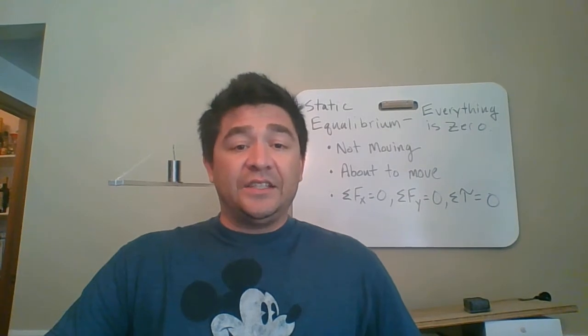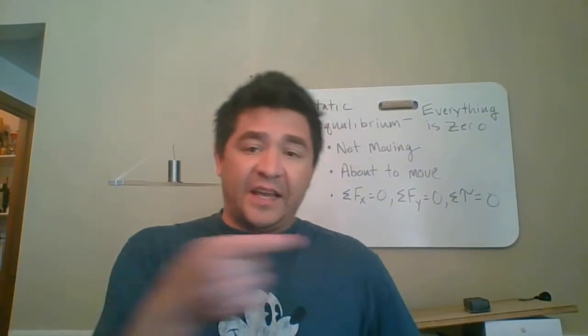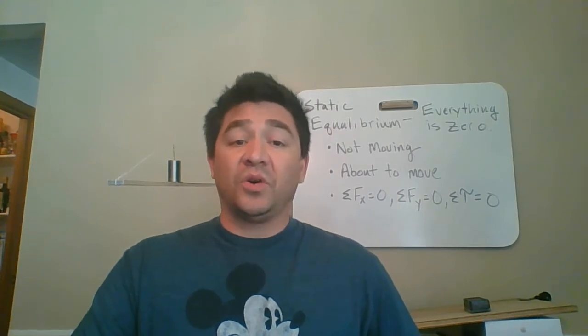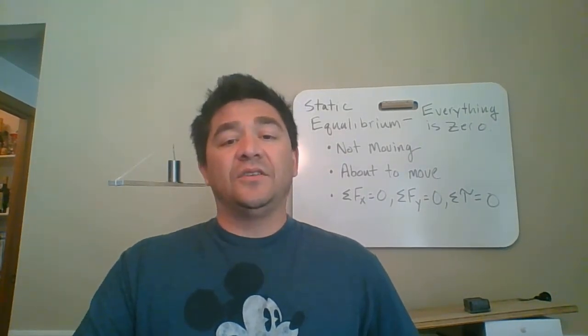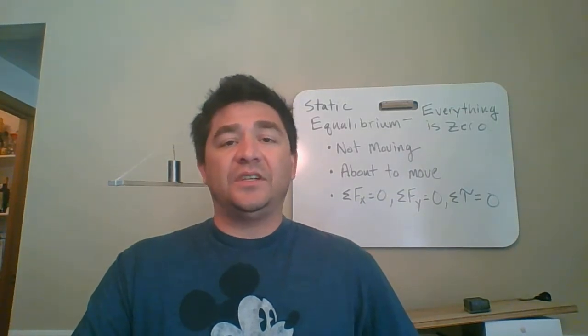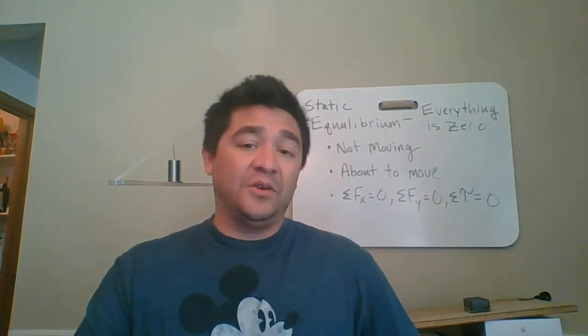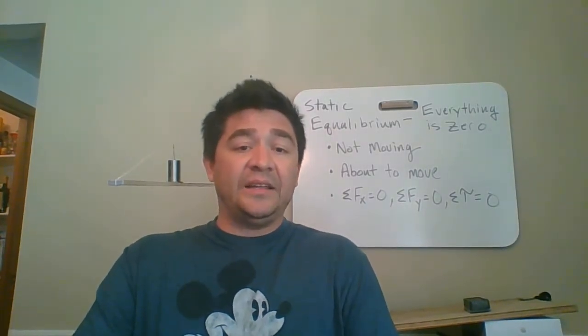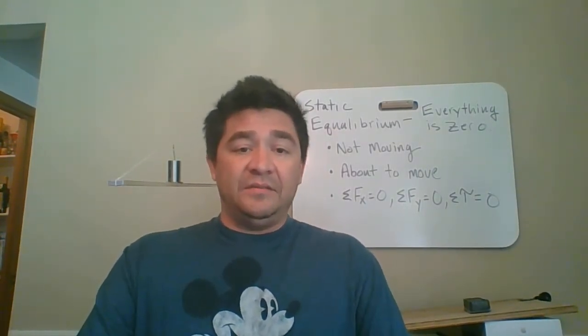So everything is zero. What does that mean? That means all the forces in X and Y are zero, all the forces up and down are zero, and all the torques have to be zero. And that's all the tools we get to work with in static equilibrium. Everything needs to be zero in the horizontal, vertical, and rotational dimensions. So that's kind of it, right? Everything's just got to be zero. So the math gets kind of easy.